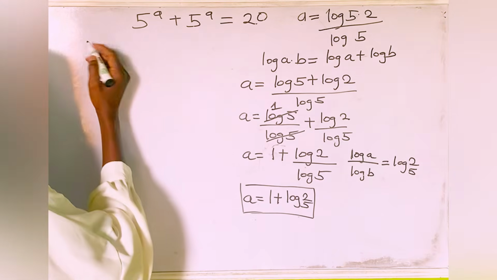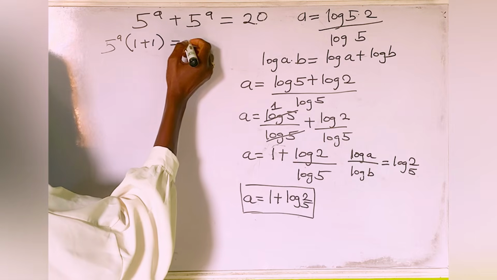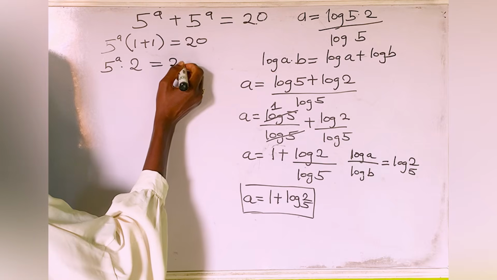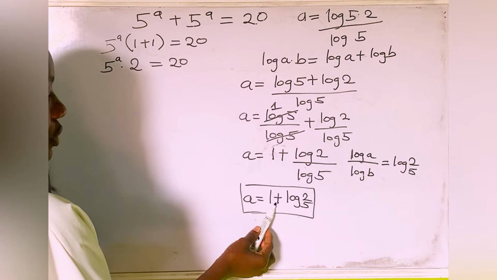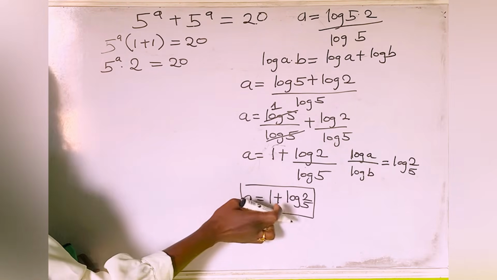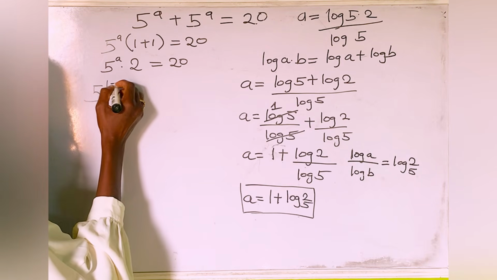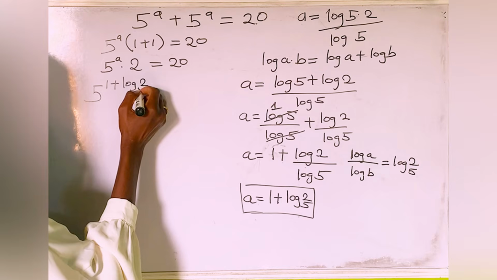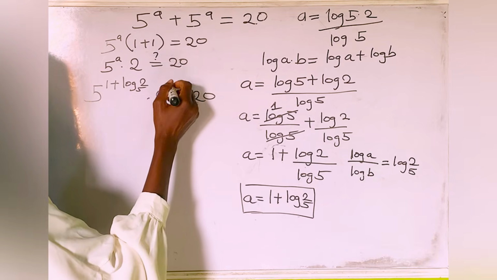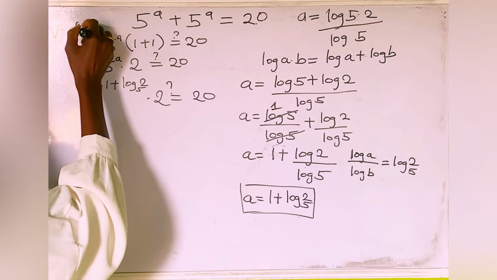Now we have 5 to the power a, what's common? 1 plus 1, that's equal to 20. We have 5 raised to the power a multiplied by 2 is equal to 20. And what's the value of a here? The value of a is 1 plus log 2 base 5. So we're going to be replacing a with this. We have 5 to the power of 1 plus log 2 base 5, multiplied by 2, that's equal to 20. Now we want to check, is this equal to 20? That is our verification.